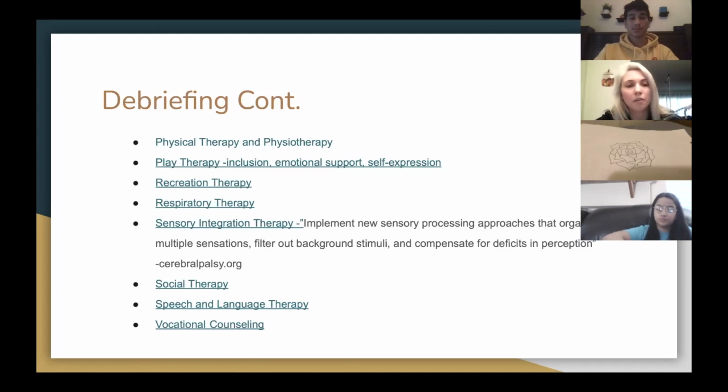They also have social therapy programs, speech and language therapy programs, and vocational counseling programs. So there's many programs out there for cerebral palsy. I should say there's many types. I'm not sure how accessible they are in your local area. But on this site, cerebralpalsy.org, I believe you can click on that, and I think you're able to find a place near you or something of that matter. I believe. I could be wrong.